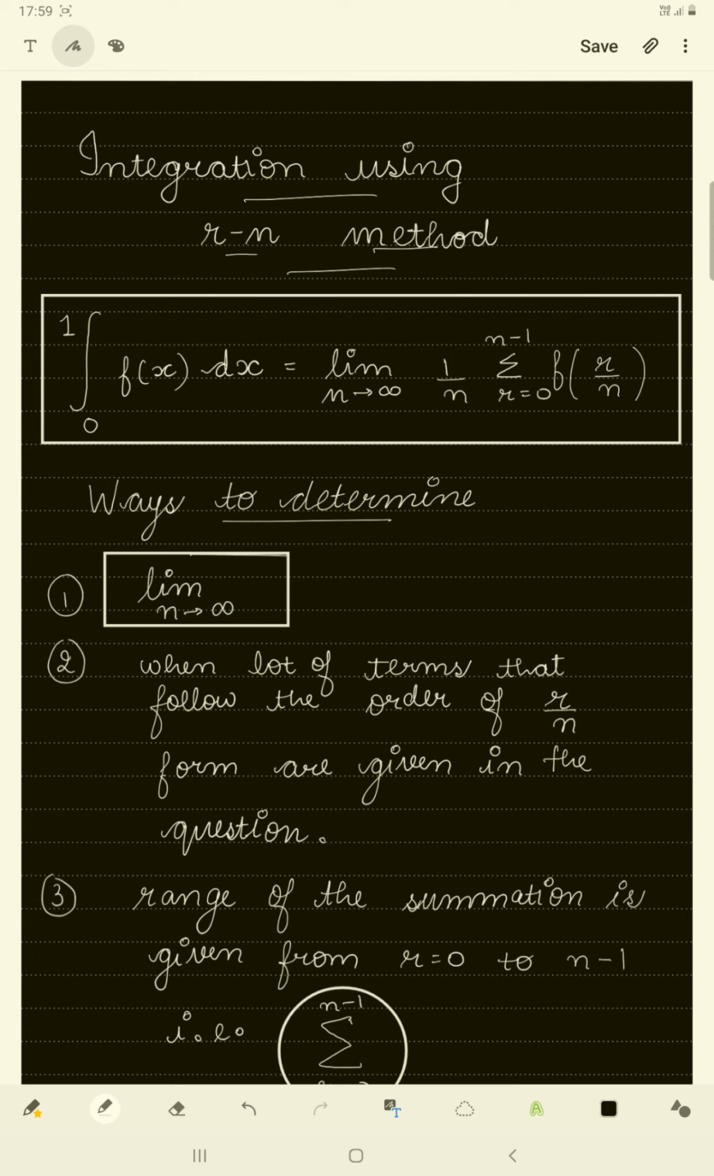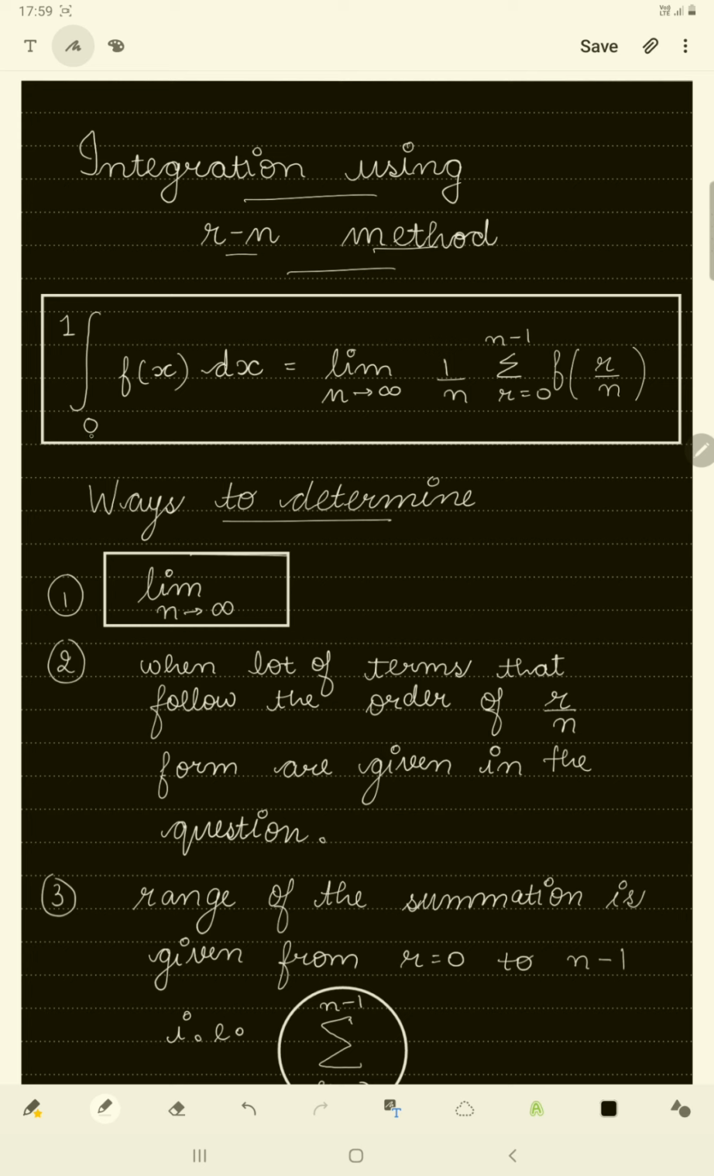Now we need this type of method to solve some of the limit questions which cannot be solved by the methods done over there. So we need a special method to solve the limit questions, which is using definite integration. So this is the formula. I will explain this formula to you. Let's first read the formula.